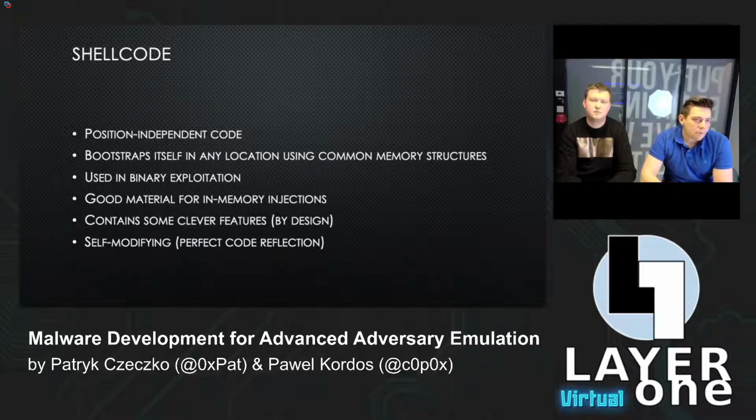So, for example, when we have a buffer overflow or heap overflow, we can place a short shellcode to be executed when we take control of the instruction pointer in the exploited application. And as mentioned, this is good for in-memory injections and in-memory execution, and shellcode also provides perfect code reflection because it can modify itself. So this is used for runtime decryption of shellcode.